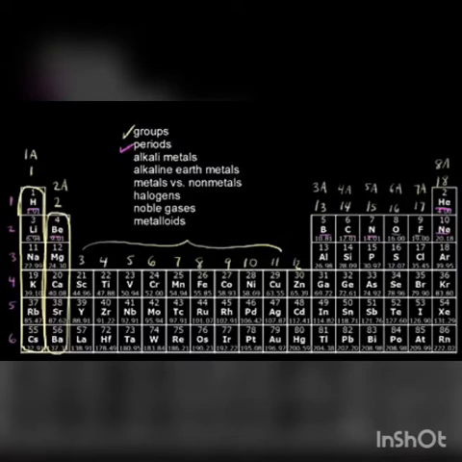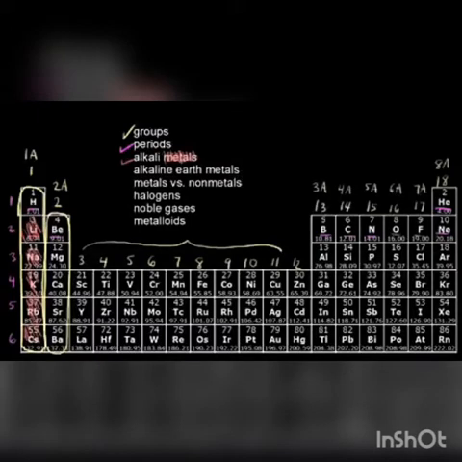Let's talk about the alkali metals. When I'm talking about metals, I'm going to try to write in red here. The alkali metals are found in group 1 or group 1A. So things like lithium, sodium, potassium, right? So here are my alkali metals. The alkali metals are soft silvery metals that are extremely reactive.